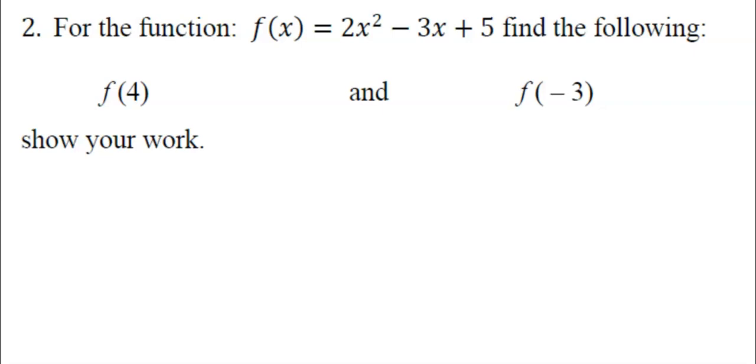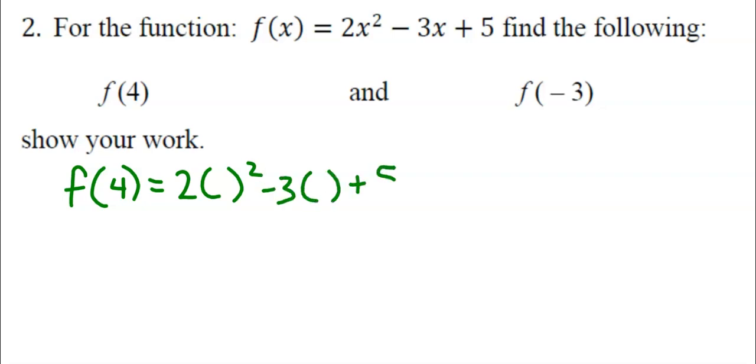Question number 2. For the function f of x equals 2x squared minus 3x plus 5, find the following. These are inputs, or replacements, for the letter x. So what I'm going to do is rewrite the function, but I'm going to erase and replace all of the letter x's. I'm going to replace them with a 4.